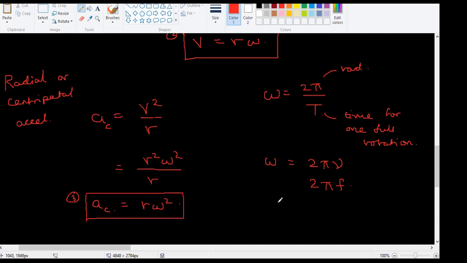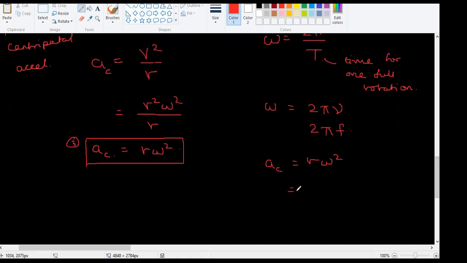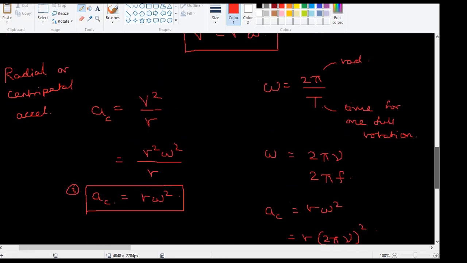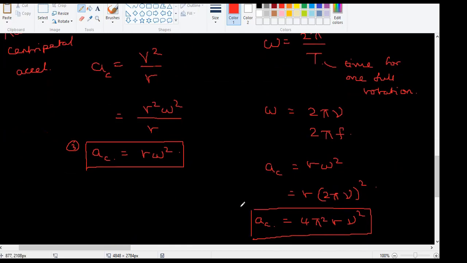So we derived a_c = r omega squared, but omega is 2 pi f or 2 pi nu. So that means r times (2 pi nu) the whole squared, which is nothing but 4 pi squared r nu squared. I don't think we use this very often, but these two, v = r omega and a = r omega squared, we use very often. So this is just another additional derivation.